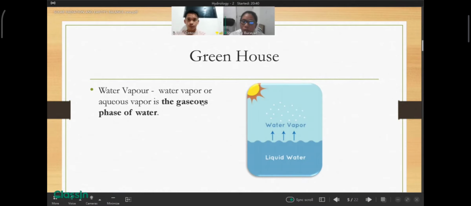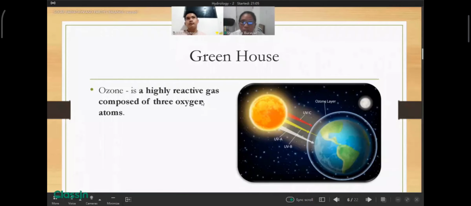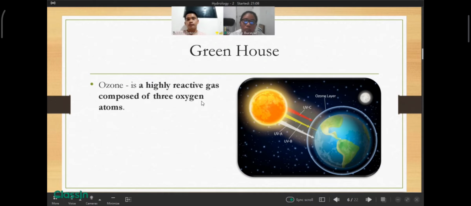For the greenhouse gases, we have first the water vapor. Water vapor, or aqueous vapor, is the gaseous phase of water. Water vapor is the most abundant greenhouse gas. It does not stay in the atmosphere for very long, but plays a key role in our climate, in its variability and change. Next we have the ozone. Ozone is a highly reactive gas composed of three oxygen atoms. Ozone in the lower part of the atmosphere acts as a greenhouse gas and is a major pollutant.